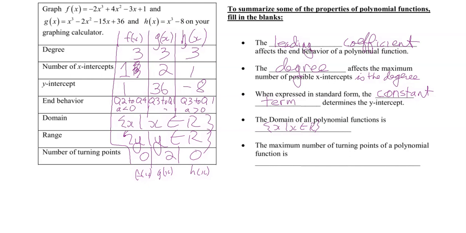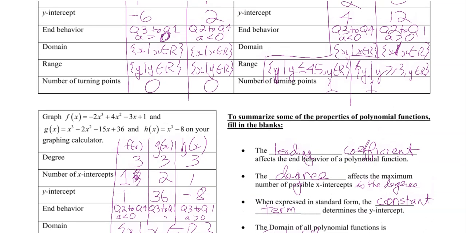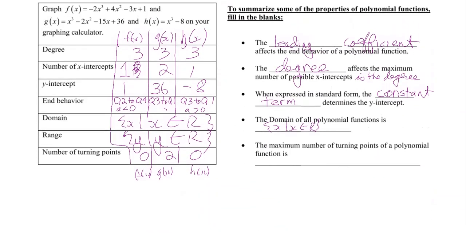The maximum number of turning points of a polynomial function. Okay, so a linear has how many turning points? Yeah. So degree one, zero turning points. Quadratic, degree two, how many turning points? One. Cubic, degree three, what's the most turning points? Two. So what's the relationship between degree and turning point? Yeah, degree minus one, right? So it is one less than the degree of the polynomial.